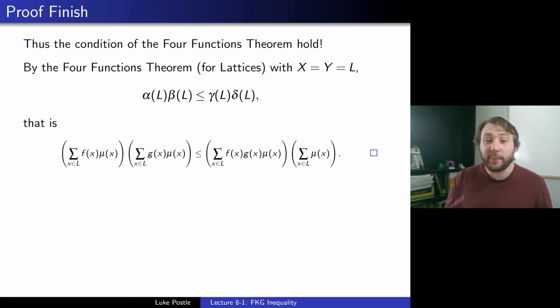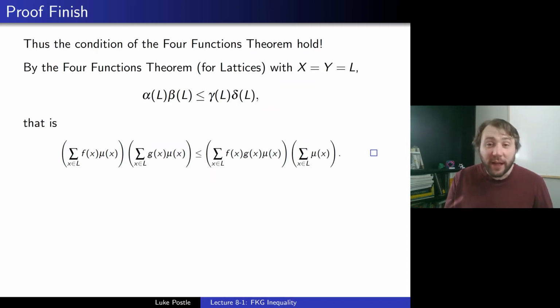So we take the sum over x in L of alpha, which is f times mu, for beta, which is g times mu, gamma, which is f times g times mu, and for delta, which is just mu. And then we're done. So that finishes the proof. So it's a rather easy application of the Four Functions Theorem.